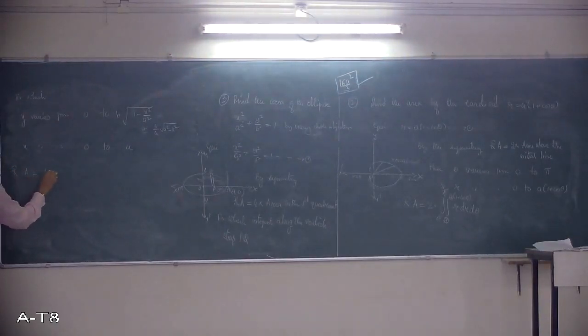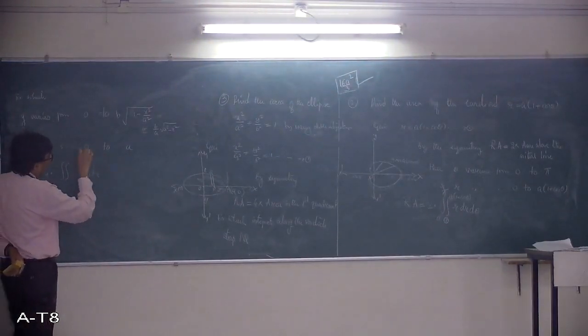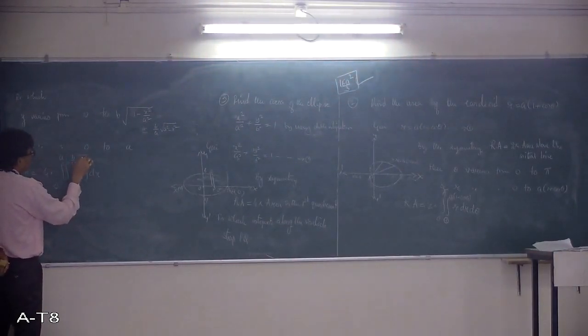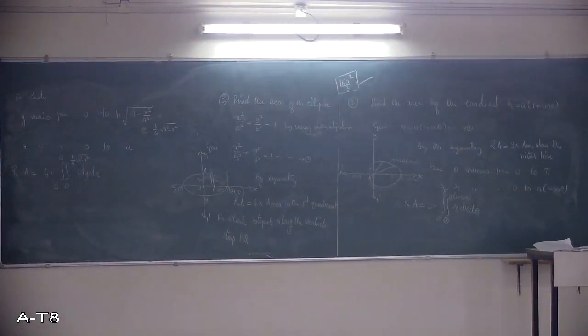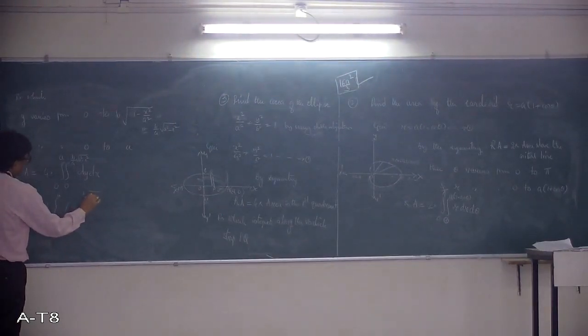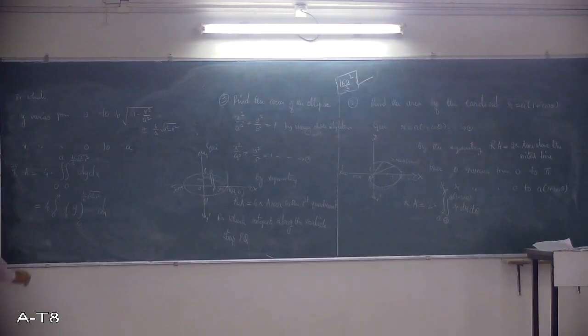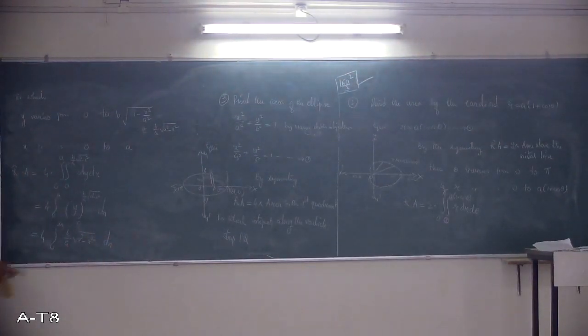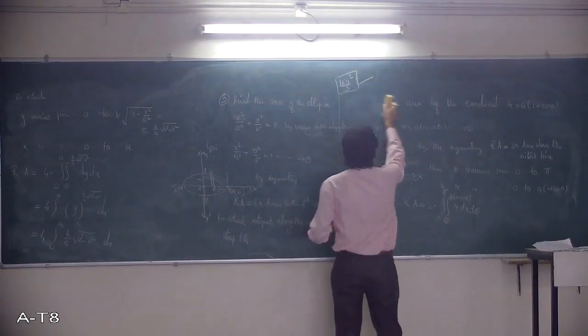Required area is equal to 4 times the double integration. You have taken vertical strips, that is dy dx. What are the limits? x varies from 0 to a, y varies from 0 to b divided by a times the square root of a square minus x square. Integrate it: 4 times the integral from 0 to a of y from 0 to b by a root of a square minus x square dx. This is equal to 4 times the integral from 0 to a of b by a root of a square minus x square. The lower limit need not be substituted because it is 0. So the constant, take it outside, and integrate the rest.